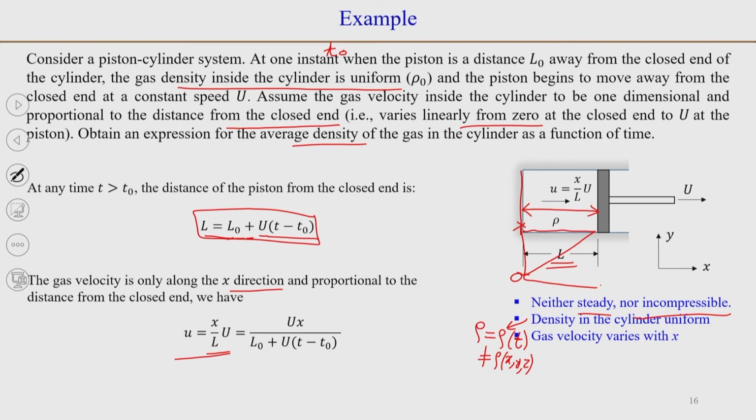Now this L is not a constant, it is a function of time. So we can substitute L from here, which is u x divided by L naught plus u times t minus t naught, the expression for L.